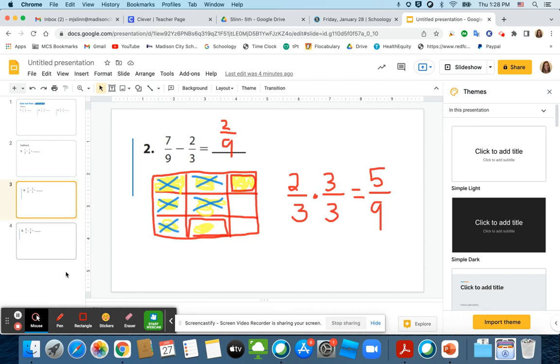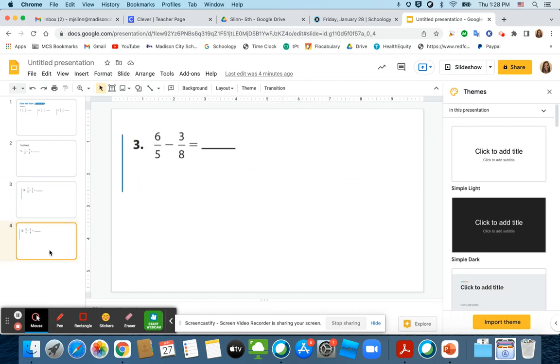Okay, one more to do. 6/5 minus 3/8. This one's going to be a little bit trickier. So I'm going to get my pen ready. We're going to find the least common multiple for 5ths and 8ths. And I'm pretty sure that we're going to find that 40 is going to be the least common multiple. Let me see here. 5, 10, 15, 20, 25, 30, 35, 40. So none of those numbers are multiples of 8 until I get to 40.